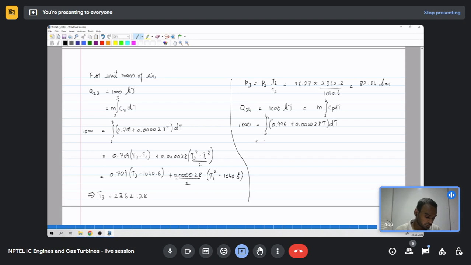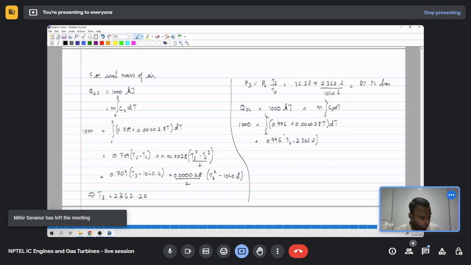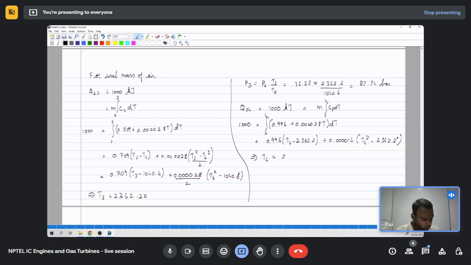So we'll have 0.996 (T4 minus T3), where T3 is now 2362.2, plus 0.000014 times (T4 square minus 2362.2 square). Which would give a T4 value of 2830.04 Kelvin. Now we can calculate V4 equal to T4 by T3, and that is 1.198 of V3.